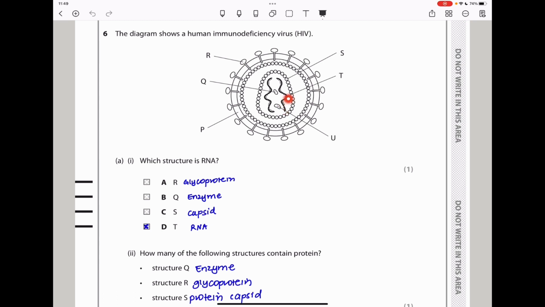RNA is this structure here. That one here is single-stranded, as you can see. We can see that this one here could be an enzyme. This is going to be the capsid here. We can see outside there, the structure S. And then these are glycoproteins. So I named everything here, and the answer here should be a D.